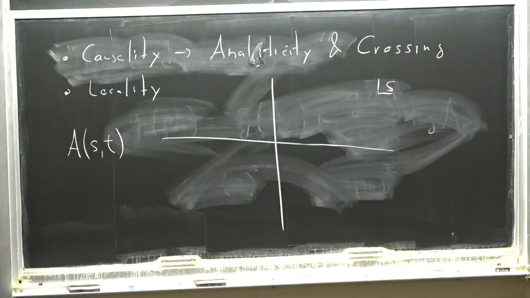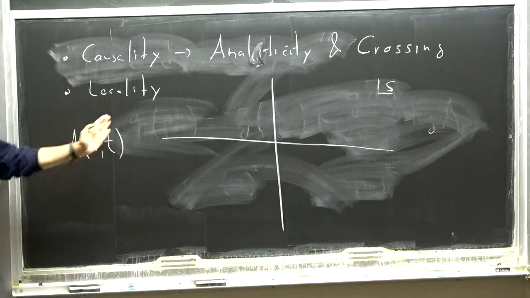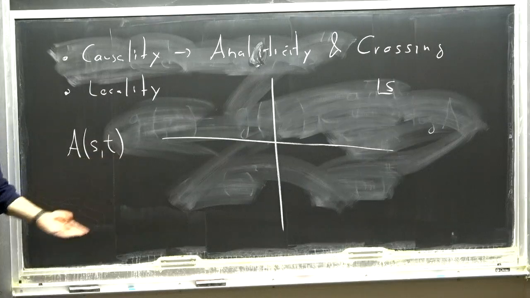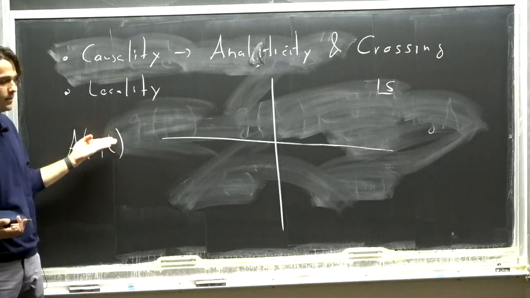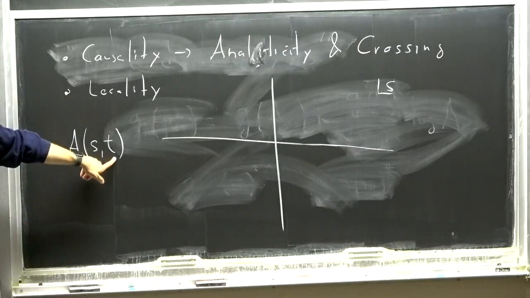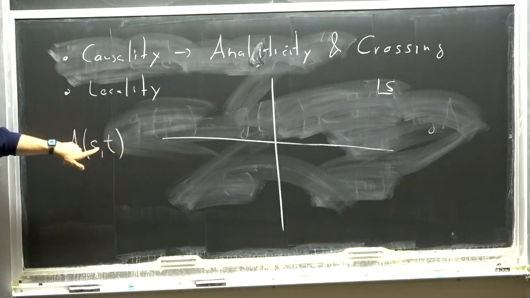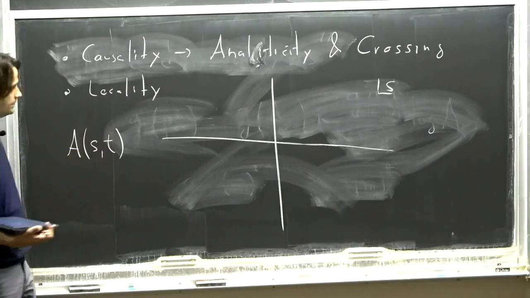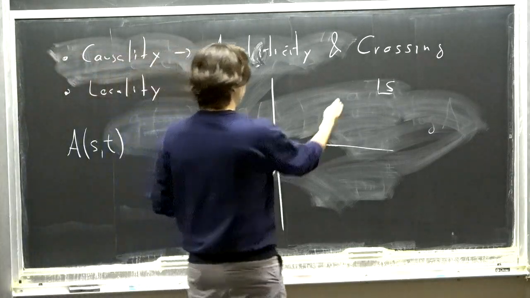So now instead of looking at how the amplitude depends on varying all of the Mandelstams at once, like last time when we were studying the dependence of the amplitude at fixed angle, now we're going to do it at fixed T. So at fixed momentum transfer, we're going to study the dependence of the amplitude on the center of mass energy S. So what does this look like?